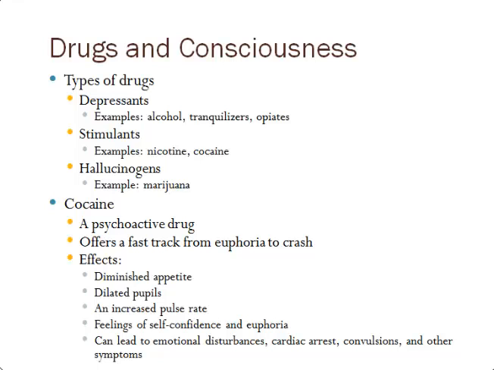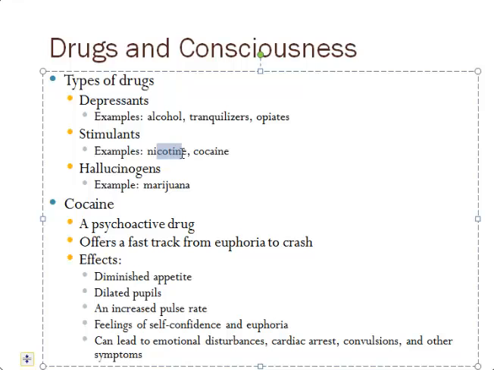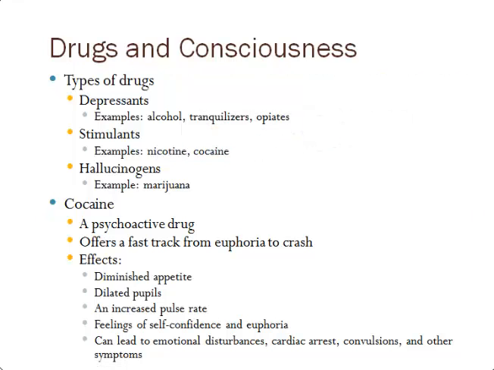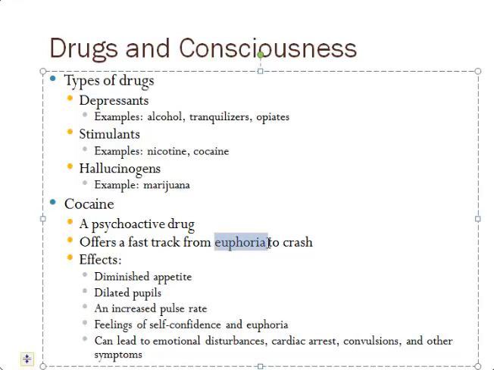Sometimes people take these things in order to stimulate their ability to work. Nicotine, cocaine, caffeine is another example. Nicotine is in cigarettes. Cocaine is illegal, of course. Caffeine is a stimulant that many people take on purpose in order to stimulate their activity. There are hallucinogens. Hallucinogens are drugs that make you see or experience things that didn't actually happen. Marijuana would be an example. Other examples would be, I guess, methamphetamine would be another common example. Cocaine, which is a psychoactive drug, offers a fast track from euphoria, which is very much heightened activity, to crash, which is a dramatic decrease in activity.